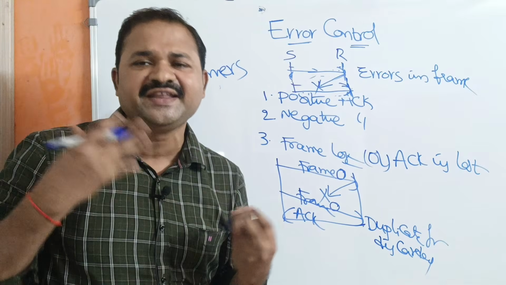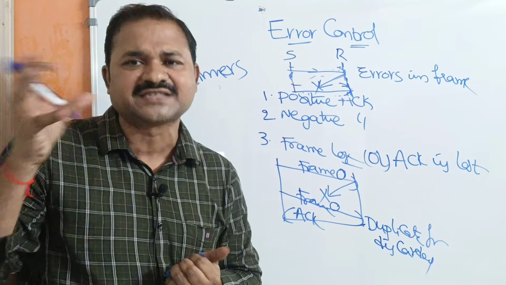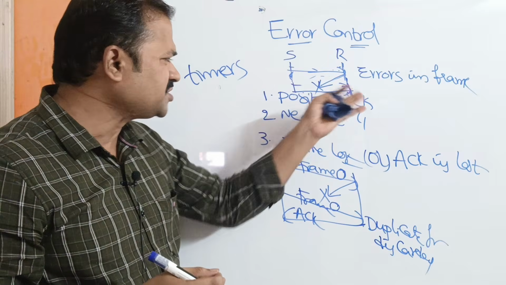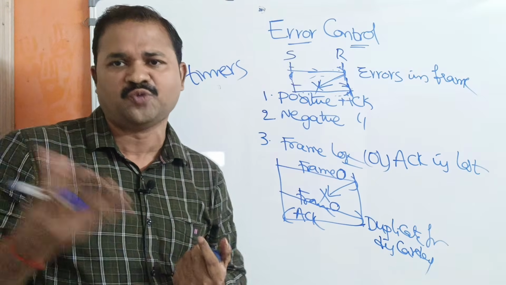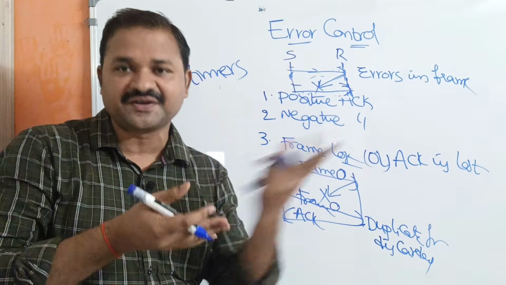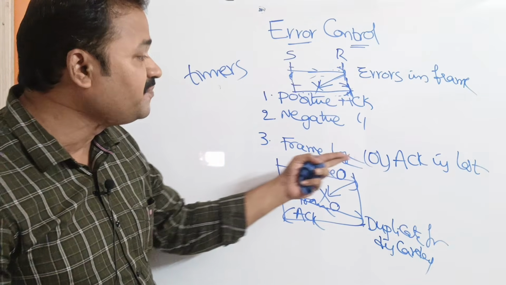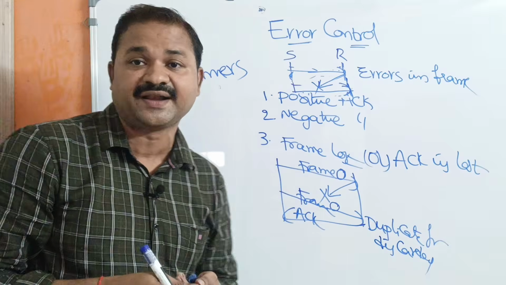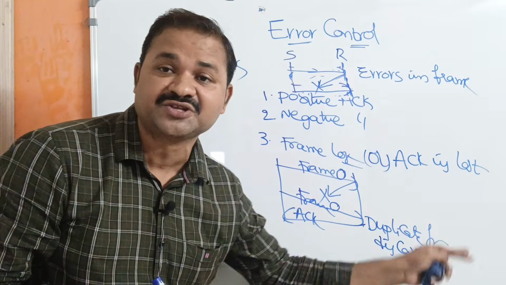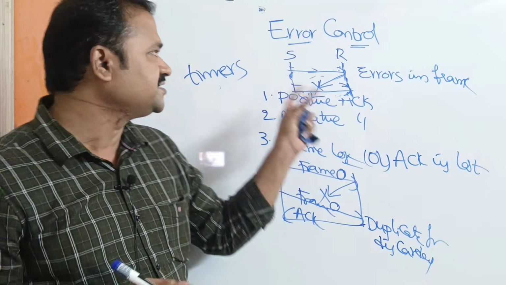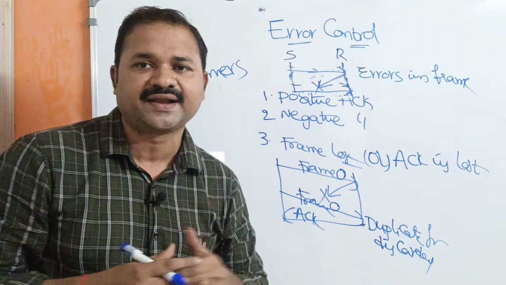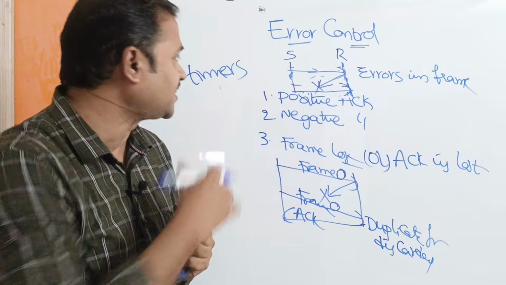So these are the various scenarios where we will get some errors. In positive acknowledgement there is no problem. In negative acknowledgement we have some error. Next, in frame lost and acknowledgement lost, we have some errors. Next, duplicate frames also, this is one more problem. So these are the various errors which will occur.